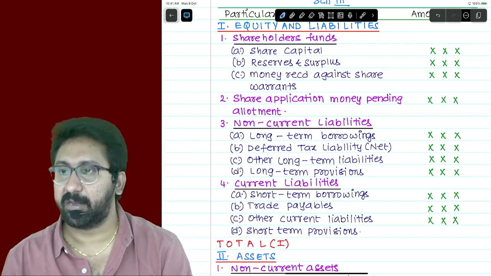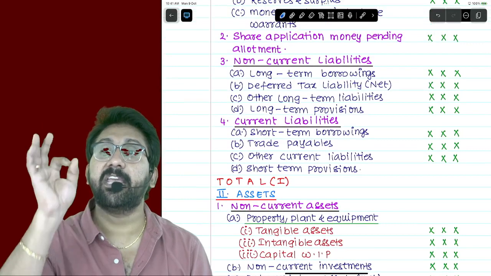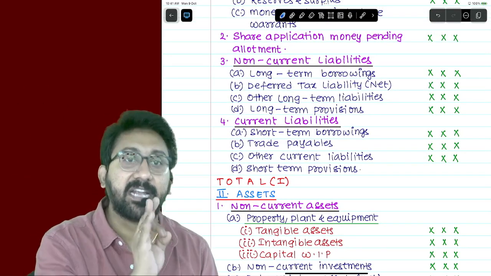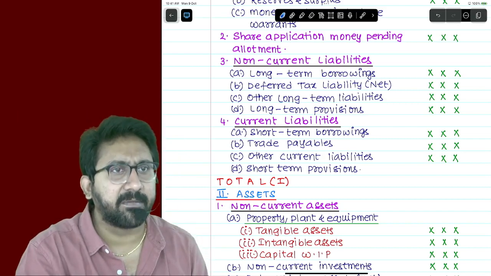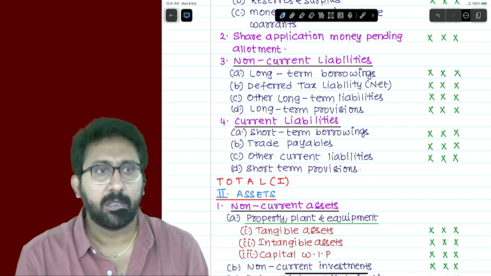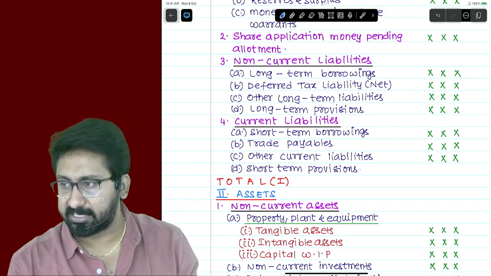Next one, third one. What do you make current liability, non-current? Any liability which should be paid within 12 months is called as what? Current liability. Any liability other than current liability will be non-current liability. Read. First one. Long-term borrowings. 1 year, more than 1 year. More than 1 year.